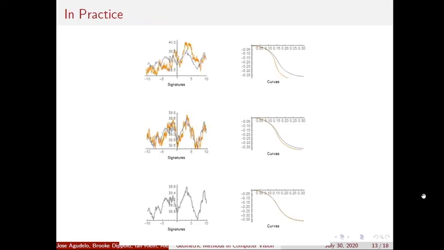Here we just have some examples where we take signatures and take them closer and closer together. Then on the right, you see that the curves themselves will become closer and closer together.